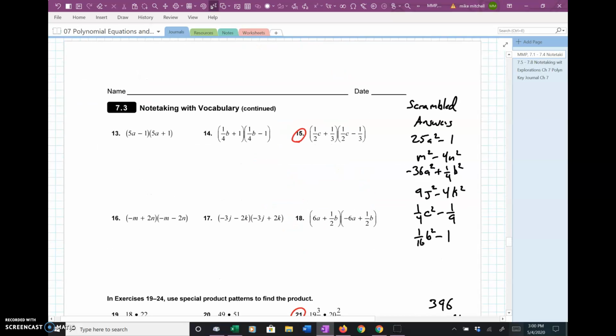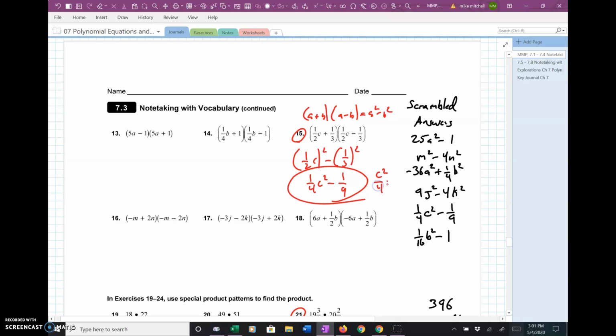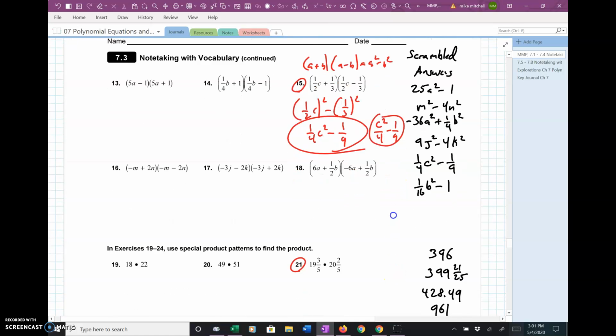Ooh, nasty fractions. But again, a plus b, a minus b. So I'm going to have a squared minus b squared. That's going to be 1/2 c squared minus 1/3 squared. Well, 1/2 times 1/2, that's 1/4 c squared. 1/3 times 1/3 is 1/9. And we're done. We didn't have to deal too much with the fractions there. This might also get written as c squared over 4 minus 1/9. You could see it like that too.